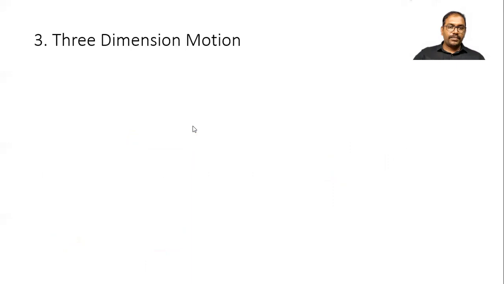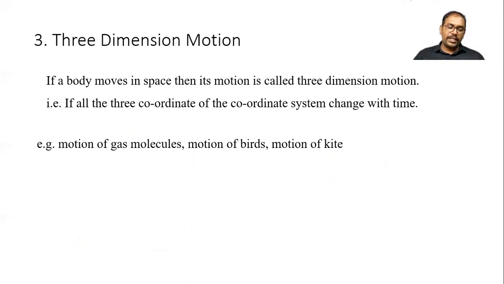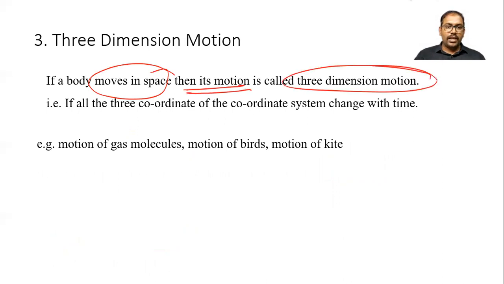Three-dimensional motion. So if body moves in a space, then its motion is called as three-dimensional motion. If all the three coordinates are changing here with time, then only it is called a three-dimensional motion. Motion of gas molecule, motion of bird, motion of kite. These are the examples of three-dimensional motion.